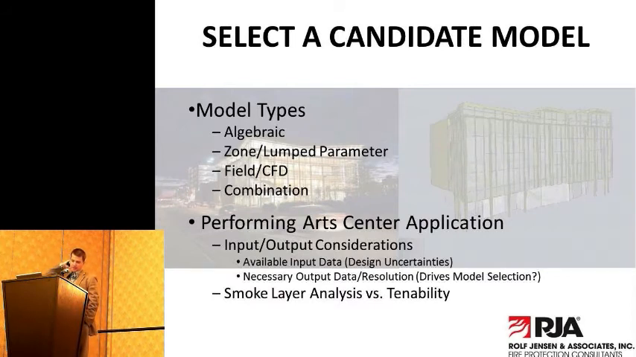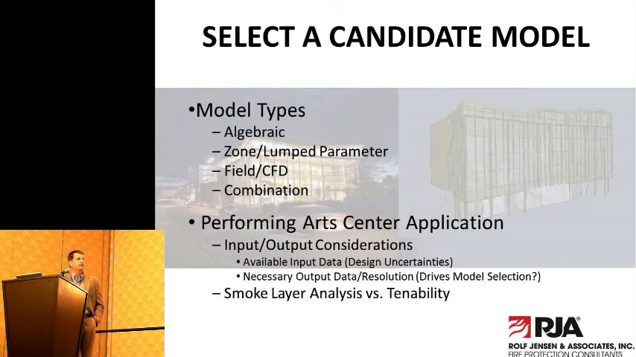So back onto the SFPE guide, a little more straight track. As we get into it, we've defined what our key physics are. We've looked at what our model objectives are, our analysis objectives are, and we'll go through what types of models are available. There's really three basic: either the algebraic correlations, calculations, a zone or lump parameter model, and then a field or a CFD model. And while it's not a category on its own, you may use a combination of these models to get your answer at the end of the day.